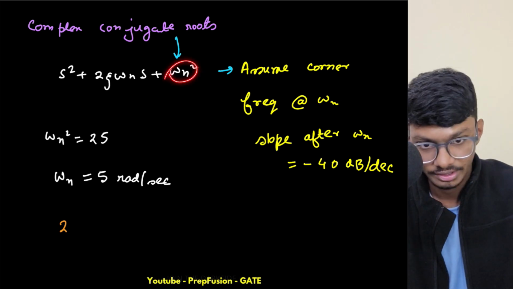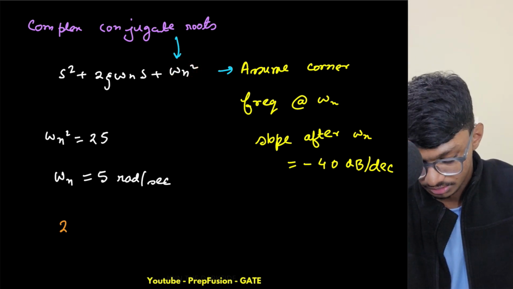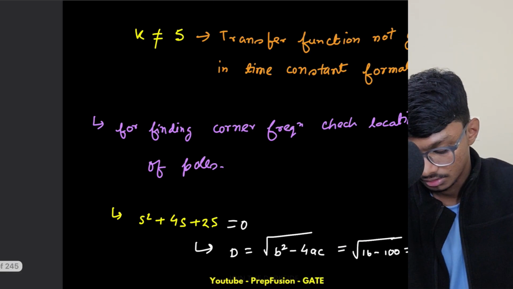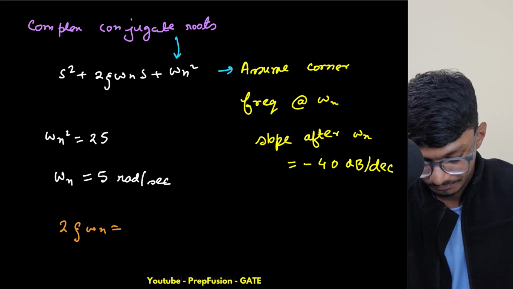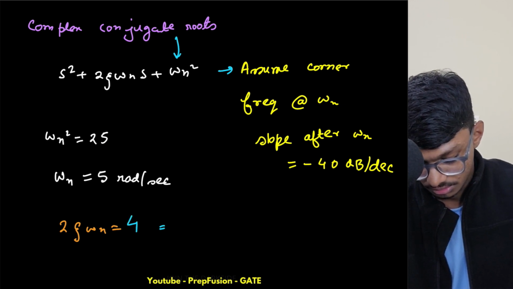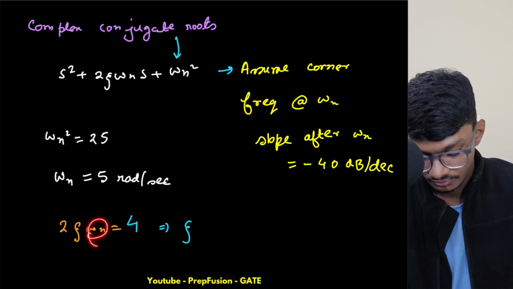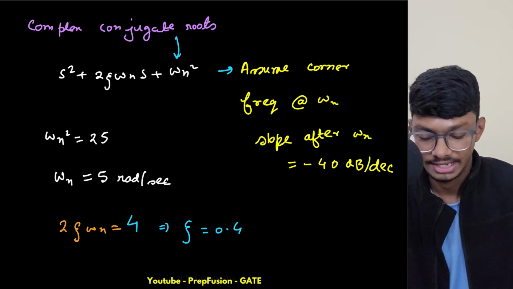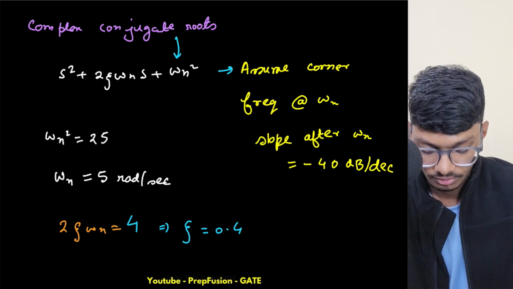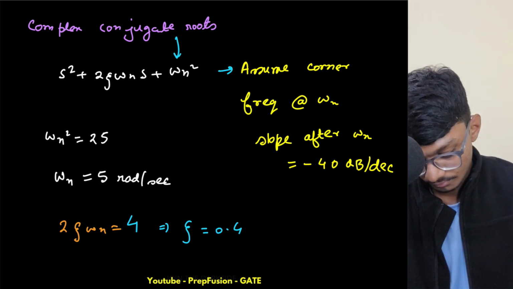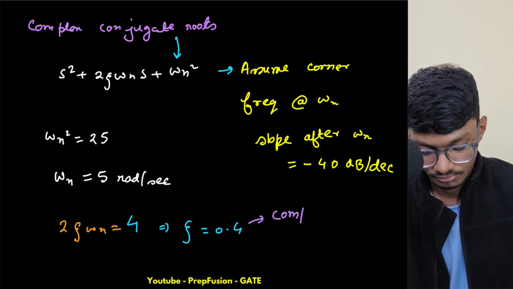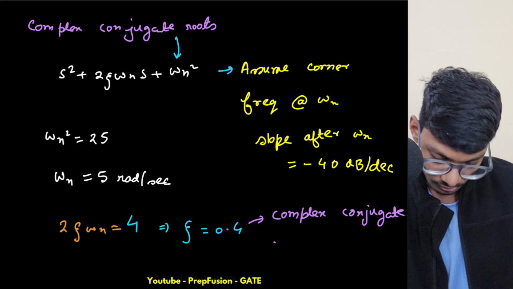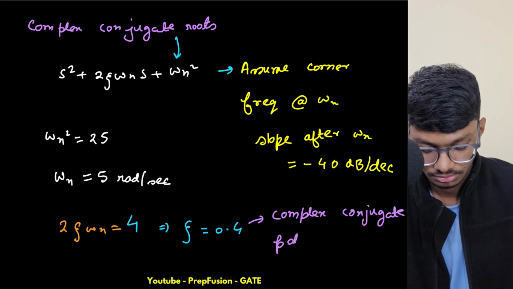You just compare this with omega n square, and then put omega n in this equation. So 2 zeta omega n equals what? 4. If you put this equal to 4, your zeta will be, since omega n is 5, 10 zeta equals 4, so zeta is 0.4. That means zeta lies between 0 and 1, which means I have complex conjugate poles.